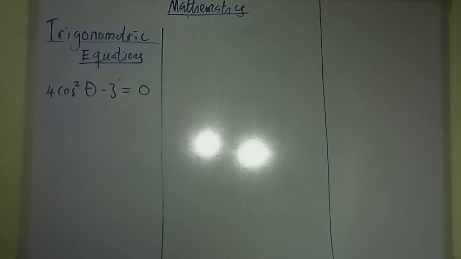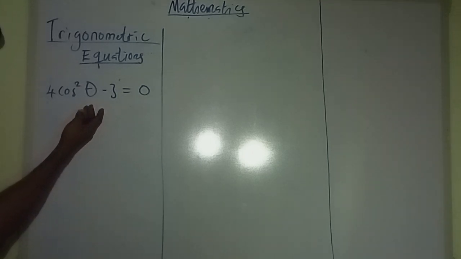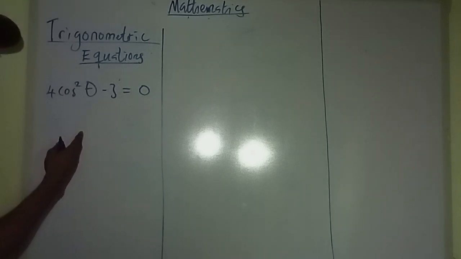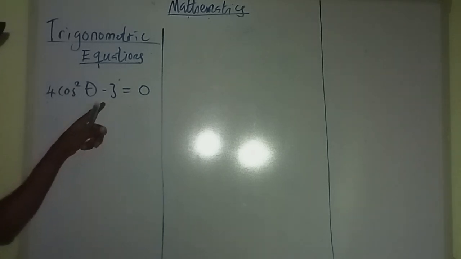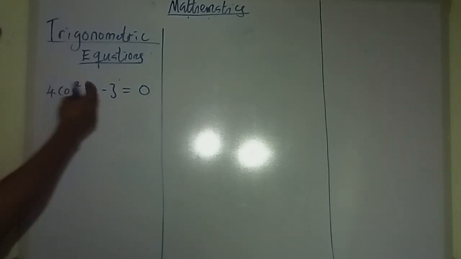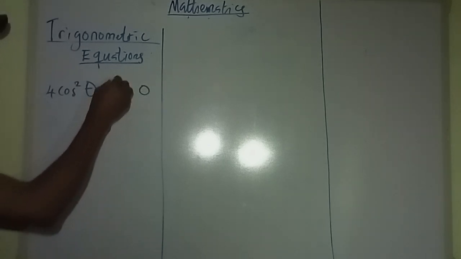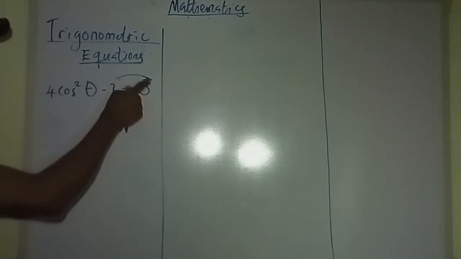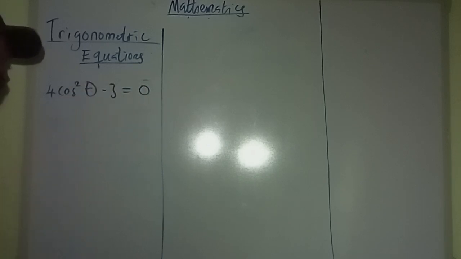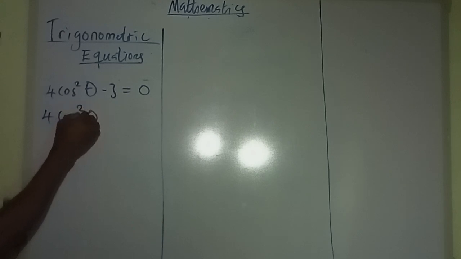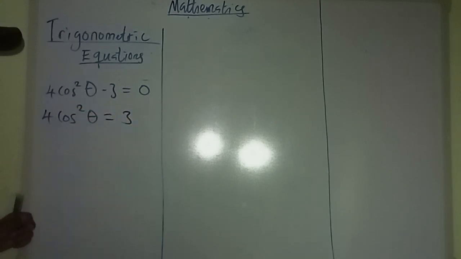Alright guys, so let's solve this very beautiful trigonometric equation. We are looking for the value of theta, the angle, right? Looking at this equation, the first thing we do is get rid of this -3. We take it over to the other side of the equal sign, and when it goes over there, it becomes a +3. So we have 4 cos squared theta equals 3.